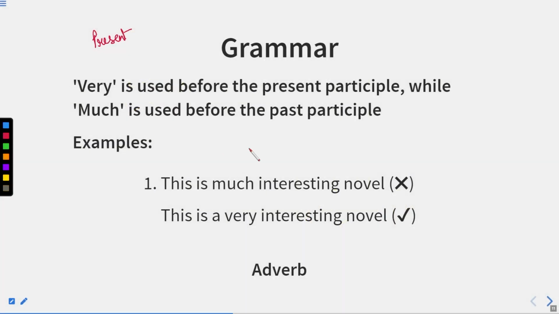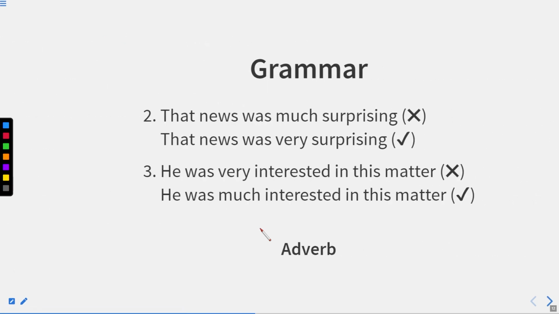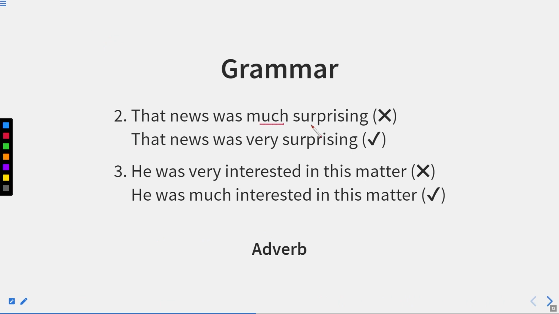Now let us get back to the slides. This is much interesting novel. Now interesting is present participle. If it is present participle, it should be preceded by the word very, not much. So this is a very interesting novel. This will be the correct sentence. Now let us move further. That news was much surprising. Again, surprising is a present participle, of course, so much should be replaced with very. That news was very surprising.